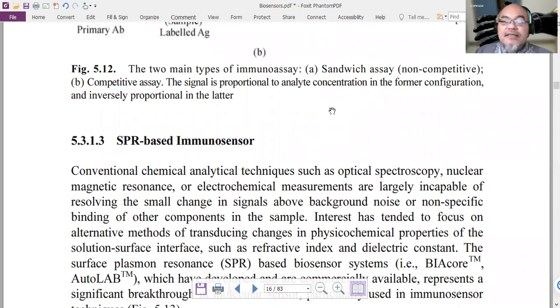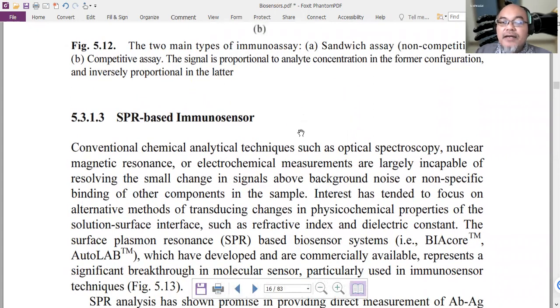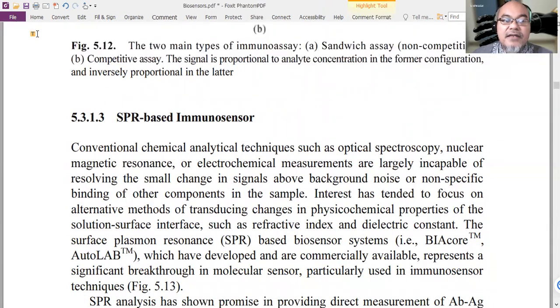There are many techniques that can be used to detect such binding. I have mentioned electrochemical impedance spectroscopy, right? But we have many other techniques that can measure mass changes on the substrate. One of them is called the SPR-based immunosensor. So SPR is surface plasmon resonance.